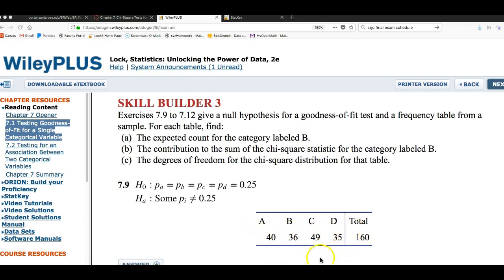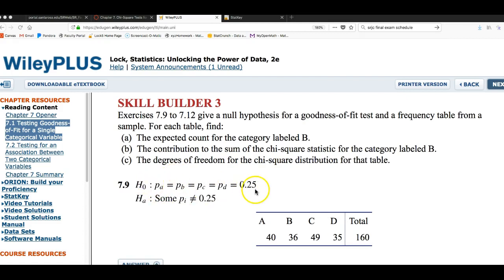So we have some observed data. We're given observed data here. Category A has 40, B has 36, C has 49, D has 35, a total of 160. Now the expected count for category B, we're assuming with this null hypothesis that all these categories should be the same, should be about a quarter.